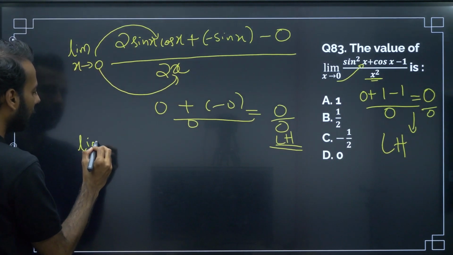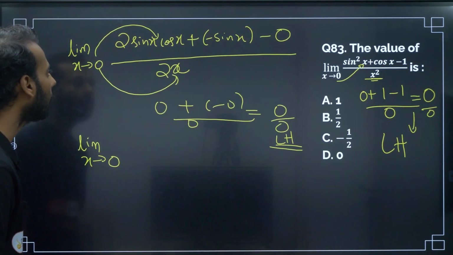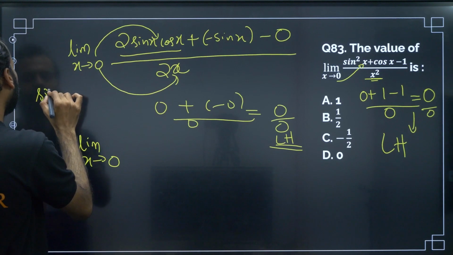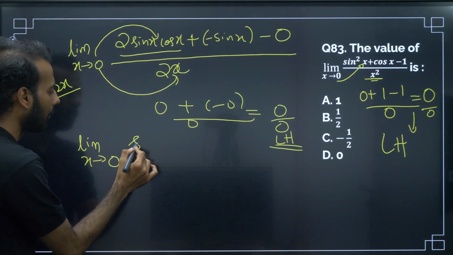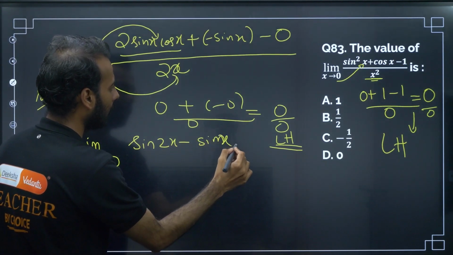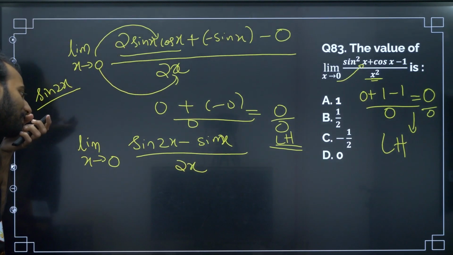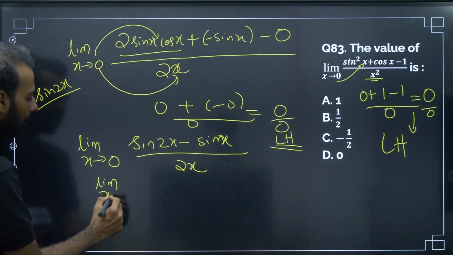So limit x tends to 0, 2 sin x cos x. Let me write this as sin 2x. So if I write sin 2x, this becomes sin 2x minus sin x, by 2. It is the same thing, just for simplification, so that it will be easier for me to differentiate.